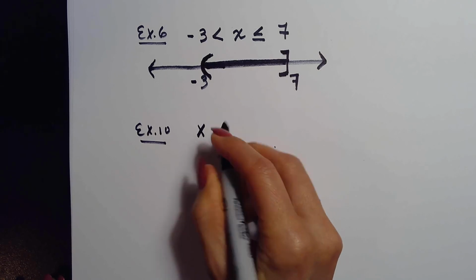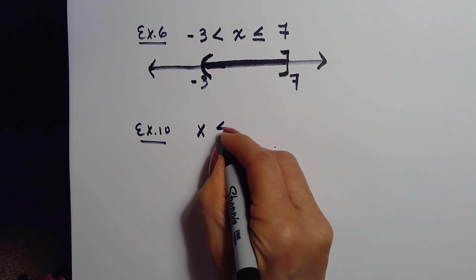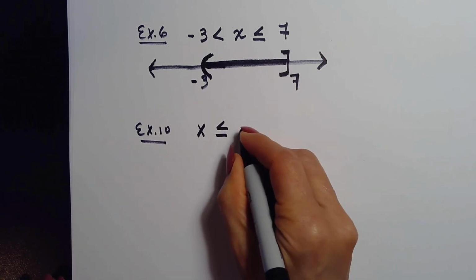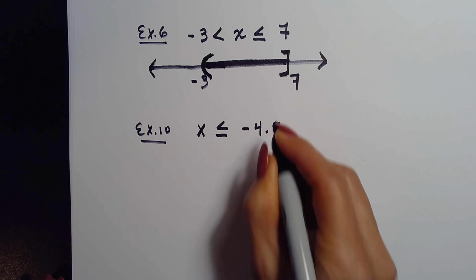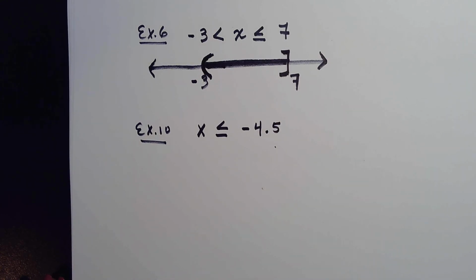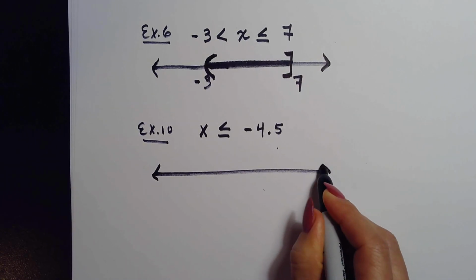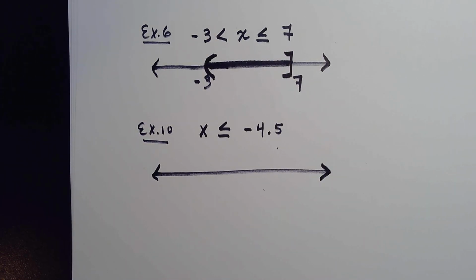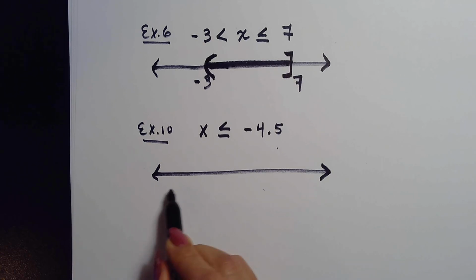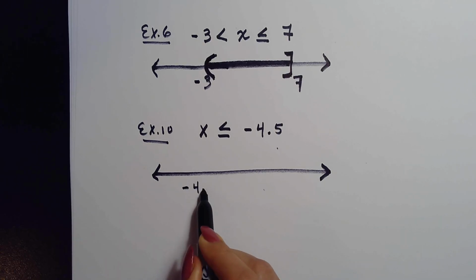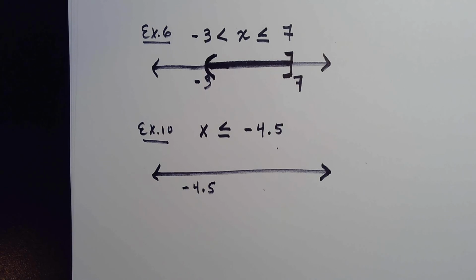In example 10, we are given the inequality x is less than or equal to negative 4.5. Then they want us to write this in interval notation. But to do that, I am first going to create the graph for it. So I'm going to graph this one first. I know negative 4.5 is going to be to the left. And it says x is less than or equal to negative 4.5.